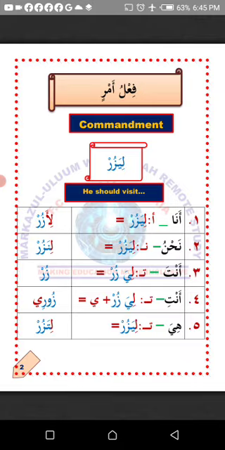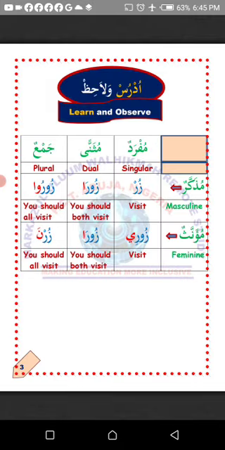La'alaka fahimt? I hope you understand. MashaAllah. Udrus, learn. Walahiz, and observe at the same time. Udrus, study. Walahiz, and observe at the same time.